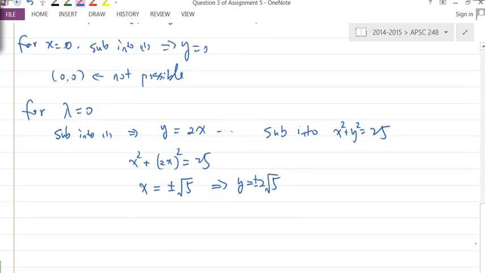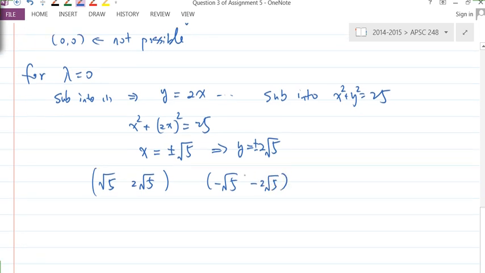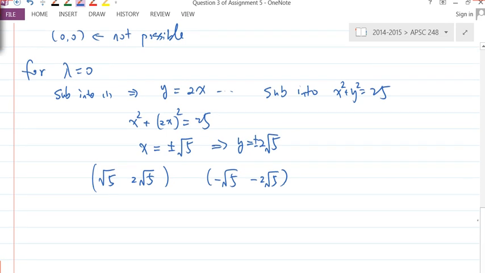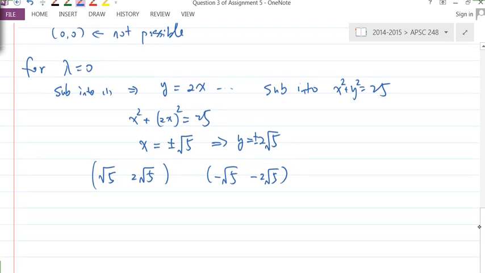So essentially, we got a pair of points here. One pair is root 5 for x and 2 root 5 for y, and the other one is negative root 5 and negative 2 root 5. At these two locations, these are two stationary points. Maybe they correspond to max, or maybe they correspond to min for the temperature, but we have to calculate afterwards. But anyway, this is what we get corresponding to lambda equal to 0.